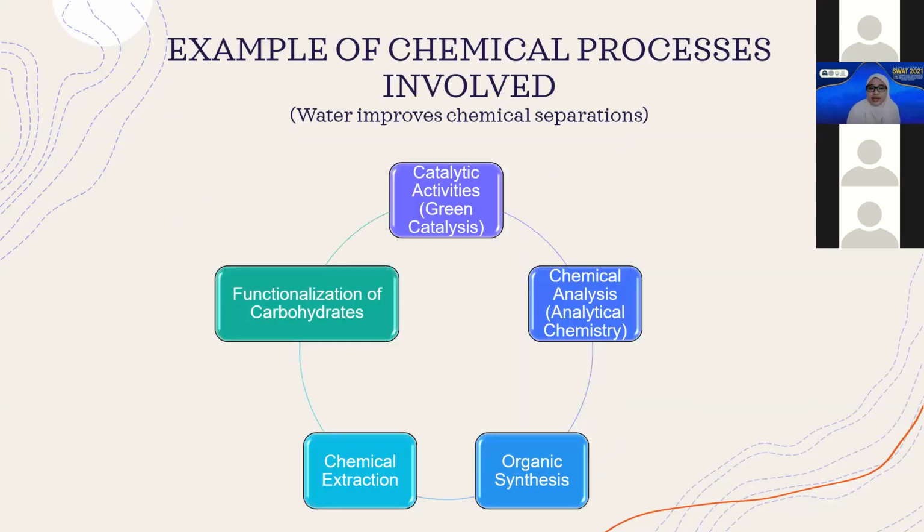So in chemistry, there are five main examples of chemical processes that involve water as the chemical solvent to improve chemical separations. First is the catalytic activities, also known as green catalysis.